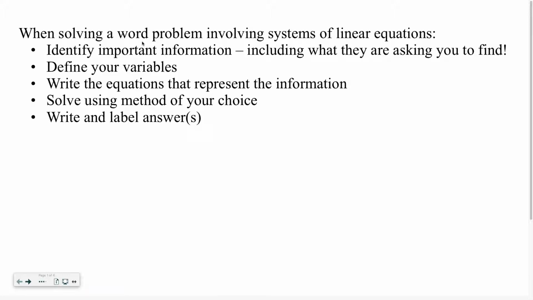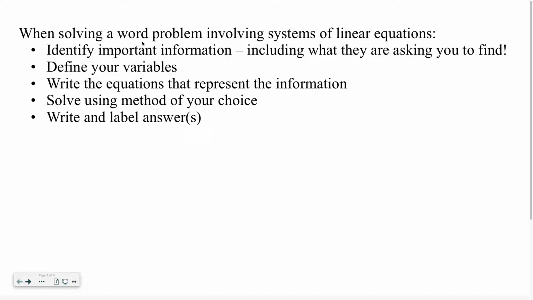Once you define your variables, you're going to write down the equations. 2x plus 3y equals 5, or whatever it may be. If there's 2 variables, more than likely you're going to have 2 equations. If there's 3 variables, more than likely you'll have 3 equations. You could have 4. You wouldn't need 4, but you could. All right?